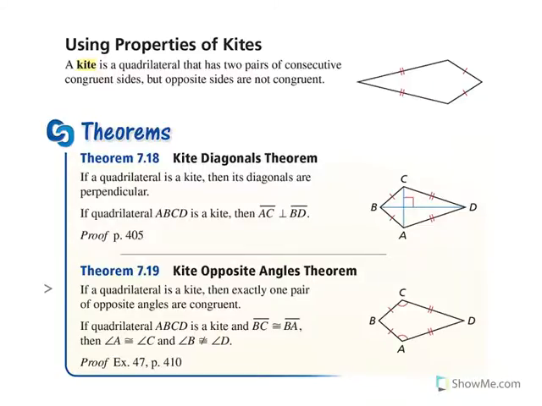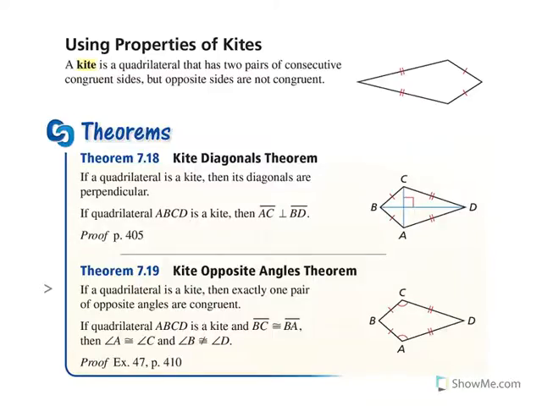And now we have kites. Kites are not parallel. They have no parallel sides at all. Okay, but they have two pairs of consecutive congruent sides. Consecutive congruent sides. Consecutive meaning they're right next to each other. Okay, they're not across from each other like parallelograms. They're right next to each other.